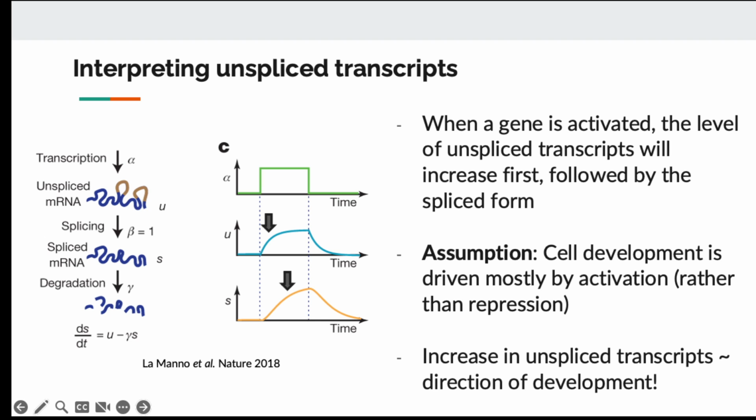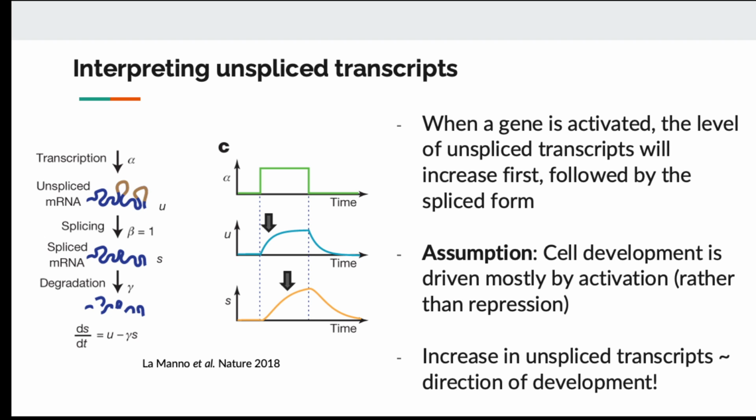If we want to activate a gene, the gene must first be transcribed into an unspliced form. And then the unspliced molecules will be spliced by the machinery and then be transferred into protein. So if you plot the graph in your cells when a gene is turned on, you're going to see an increase in unspliced RNA first, followed by a delayed increase in spliced isoform.